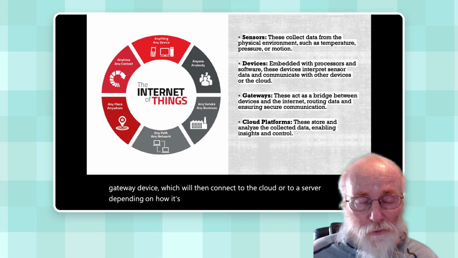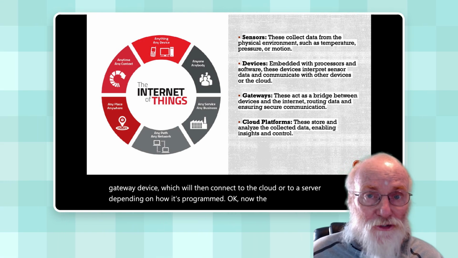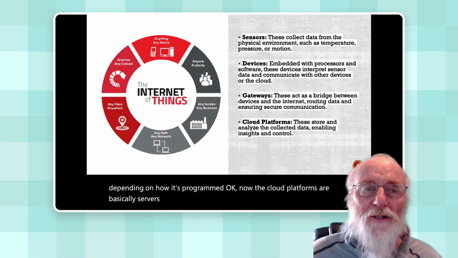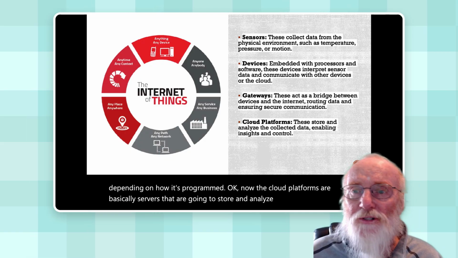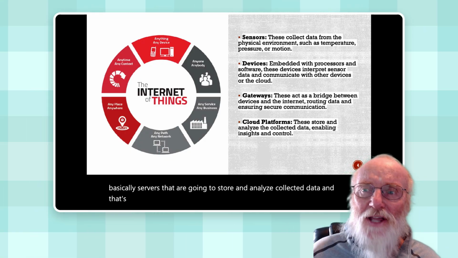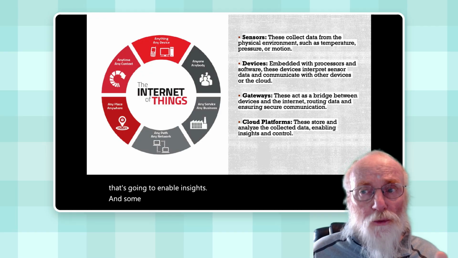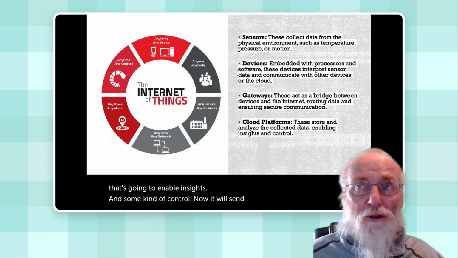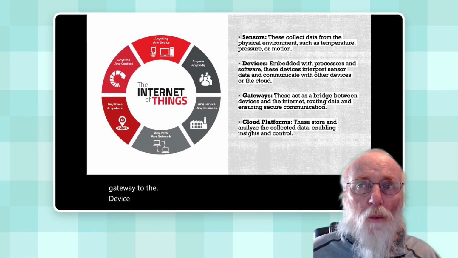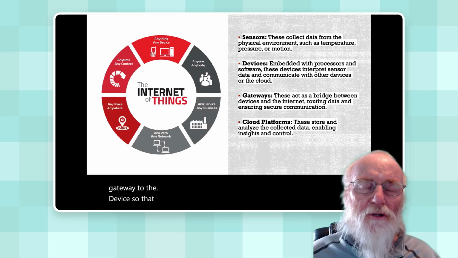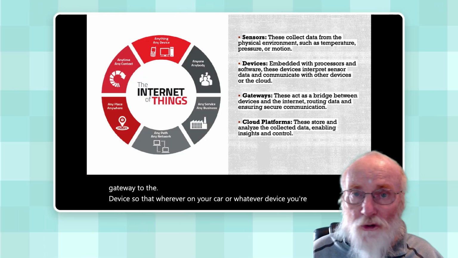Now, the cloud platforms are basically servers that are going to store and analyze collected data. And that's going to enable insights and some kind of control. Now, it will send the information back to the gateway, to the device, so that wherever on your car or whatever device you're using, it will then do whatever it needs to do.